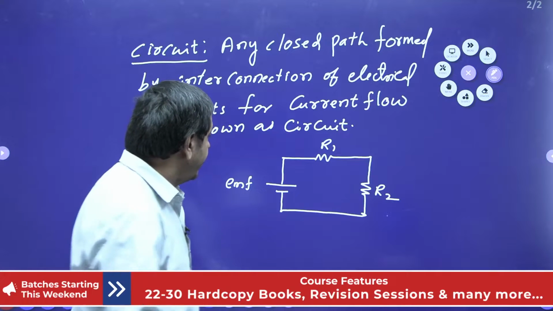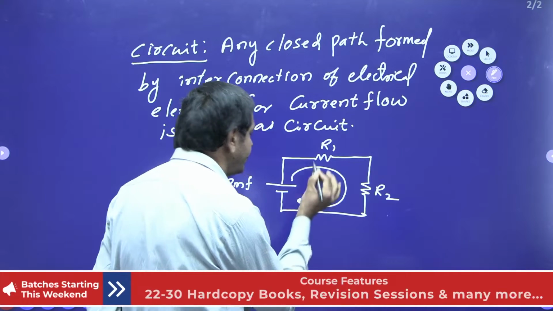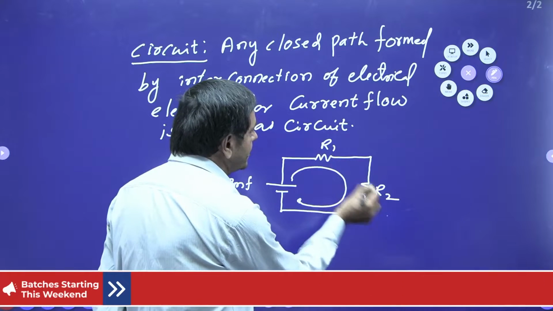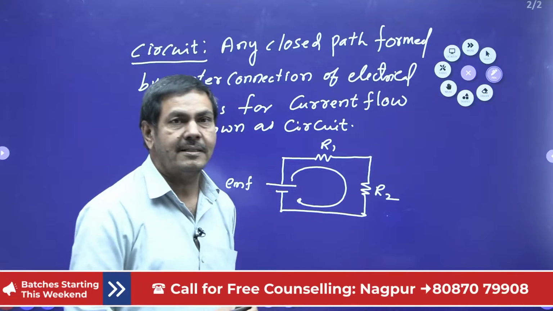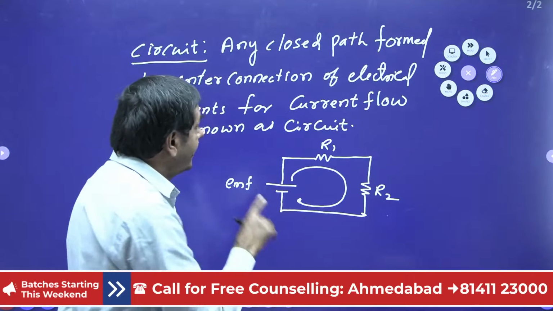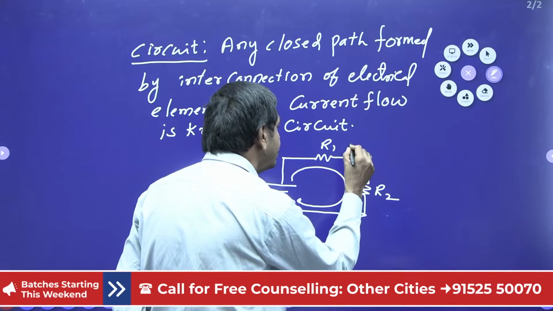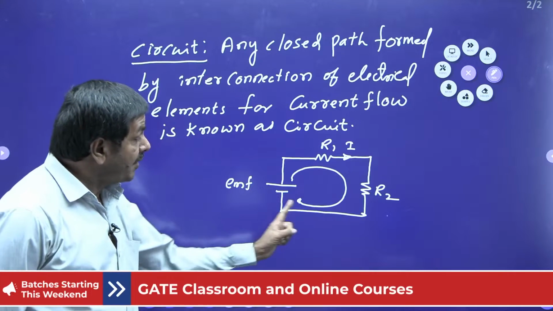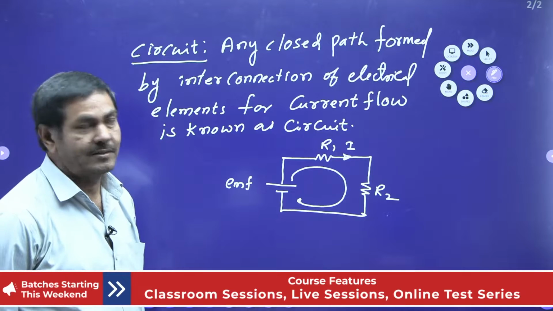Here we are finding a closed path. A closed path exists here by using electrical elements only, R1 and R2. Not only resistors, even if you want to have an inductor or capacitor, anyone we can connect here. In this closed path, the current is going to flow. Why are we connecting them? To allow the current to flow in the circuit. This is a circuit only. A closed path is a must. If it is an open circuit, we can't say this is a circuit. That is very important.